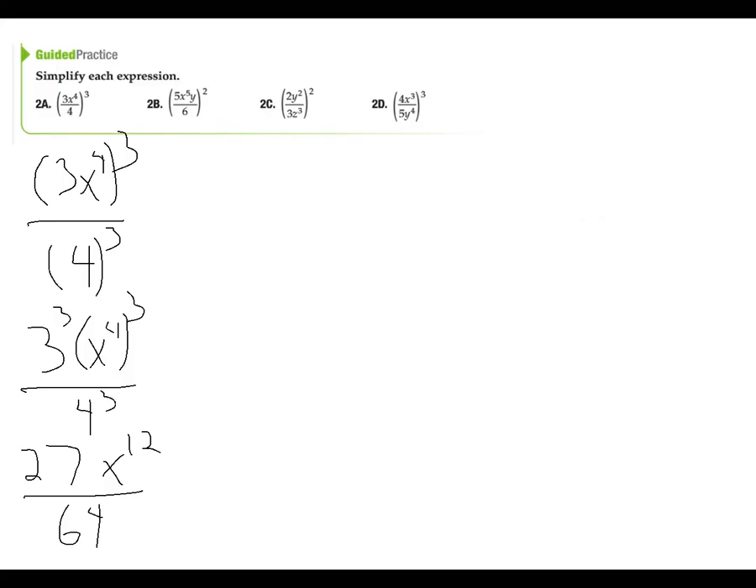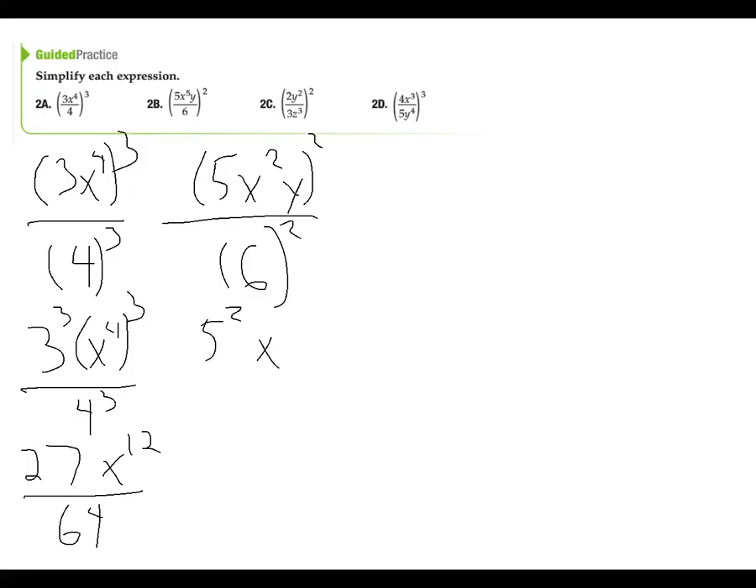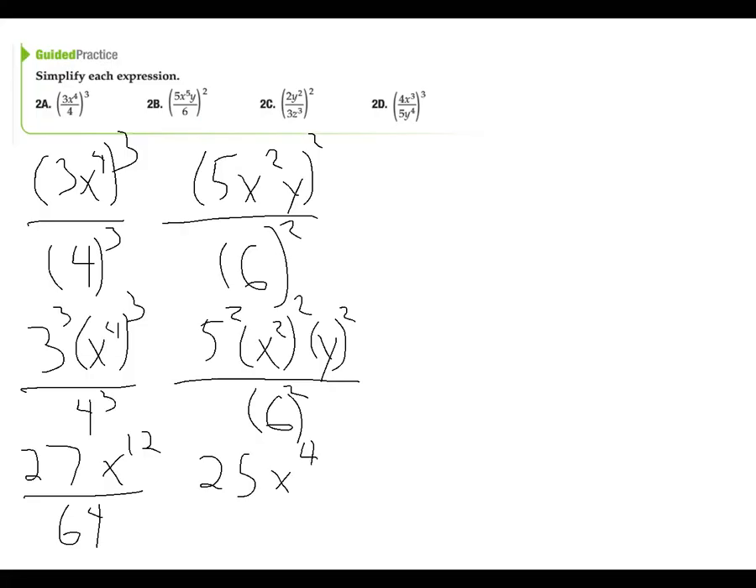Boom. This one would be 5x squared y quantity squared over 6 quantity squared, which would be 5 squared x squared squared y squared over 6 squared. So 5 squared is 25. X squared squared would be x to the 4th. Y squared would be y squared. And 6 squared would be 36. Again, this fraction is in simplest form.